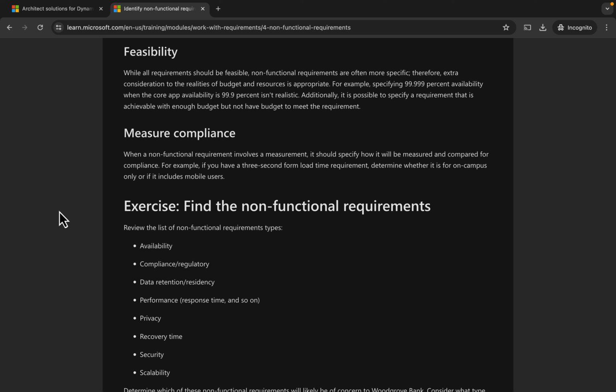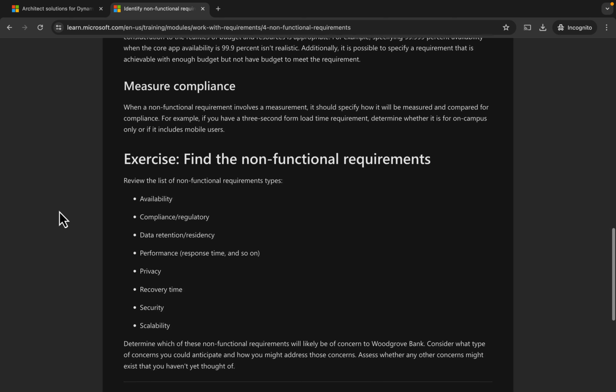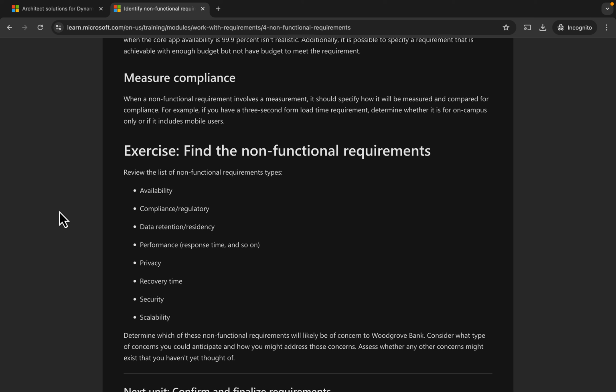the requirement. Measure compliance. When a non-functional requirement involves a measurement, it should specify how it will be measured and compared for compliance. For example, if you have a 3-second form load time requirement, determine whether it's for an on-campus only or if it includes mobile users.